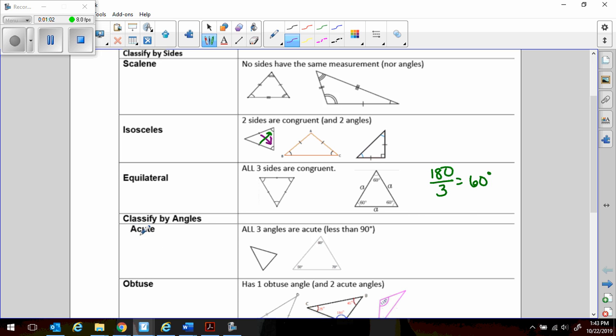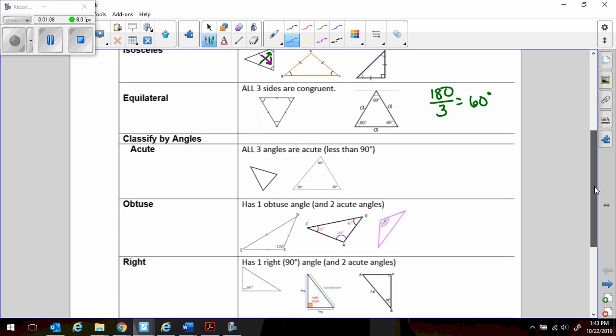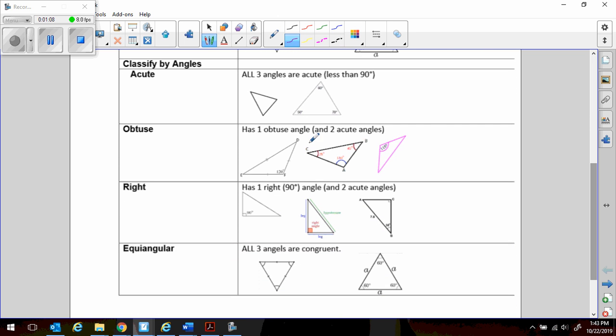An acute triangle means that all of the angles are going to be less than 90. Obtuse means it's going to have one angle that is greater than 90, like this angle is 120, this angle is 110, this angle is 115. That makes it an obtuse triangle.